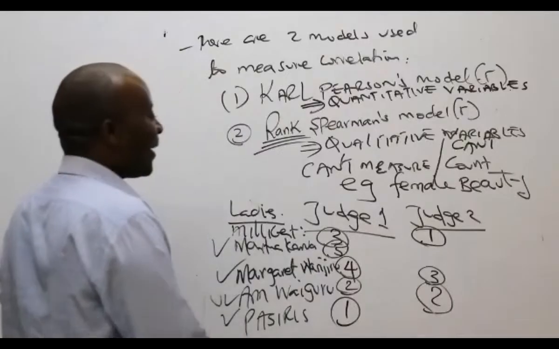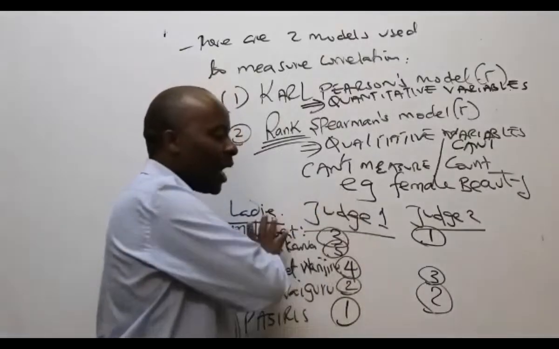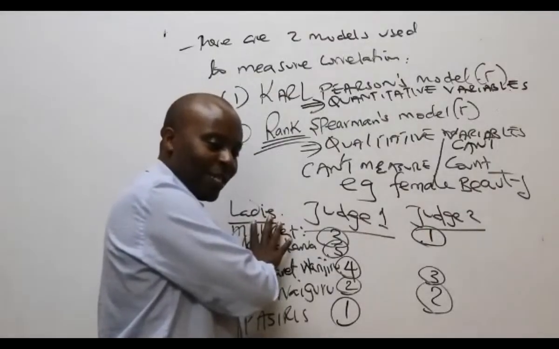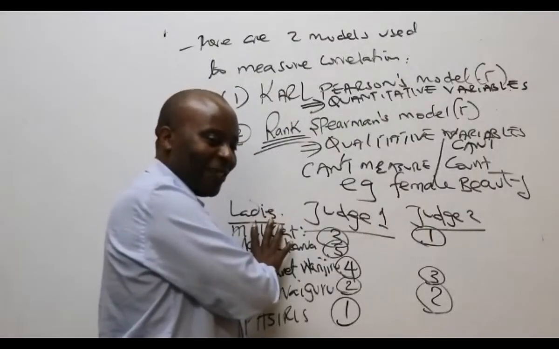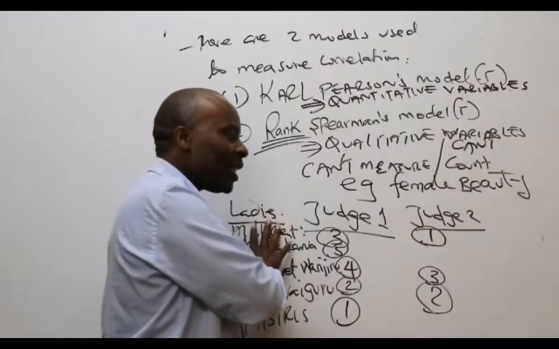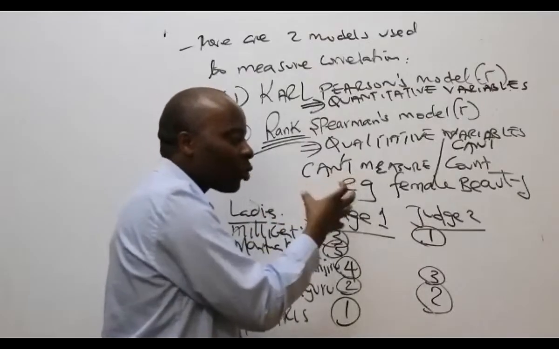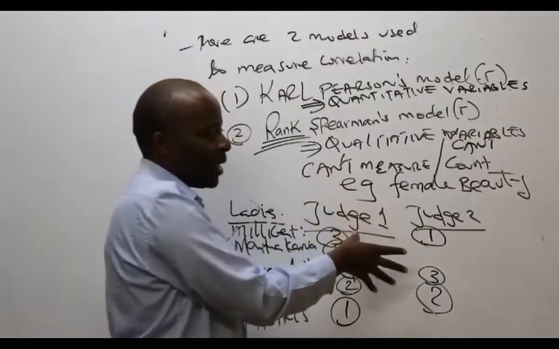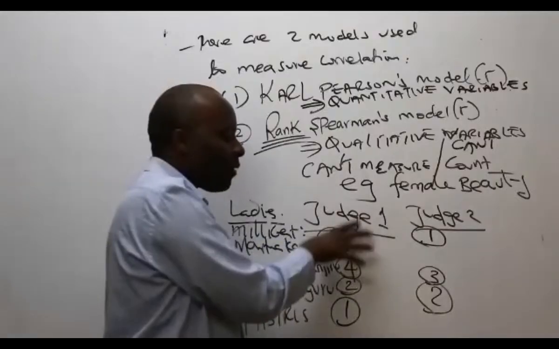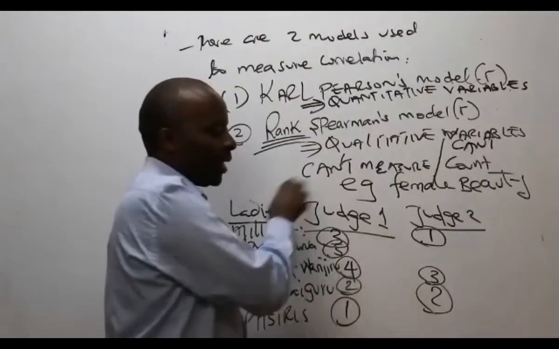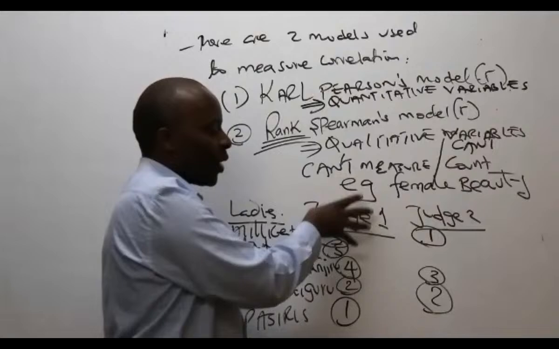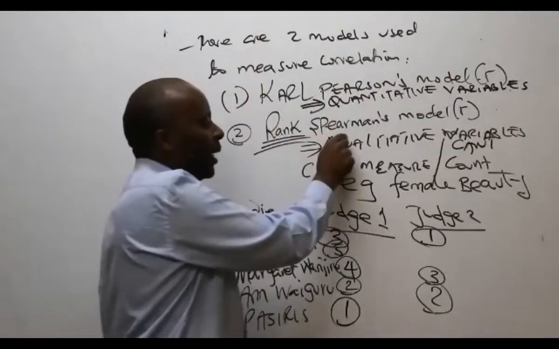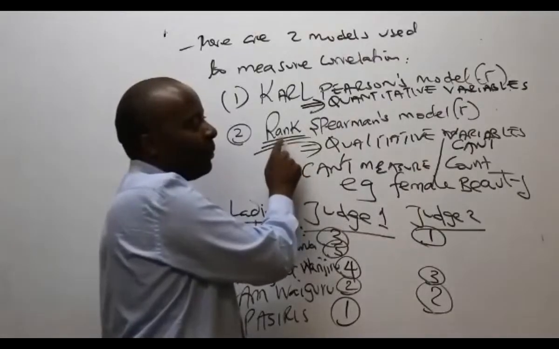This is a qualitative variable. It is a qualitative variable. Female beauty, you can't attach a value to this. And for all qualitative variables, for purposes of measuring them, the only way is to have various judges ranking them. And if it is ranks that you have, ladies and gentlemen, then the only model you can use is the Spearman's ranks model.